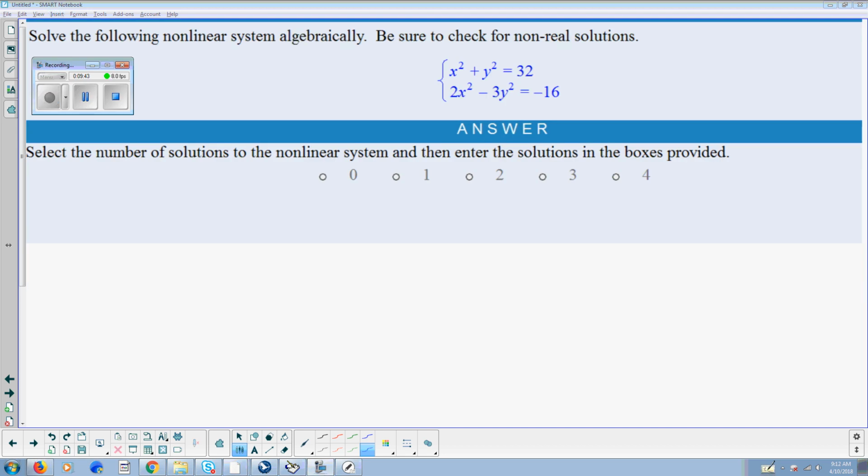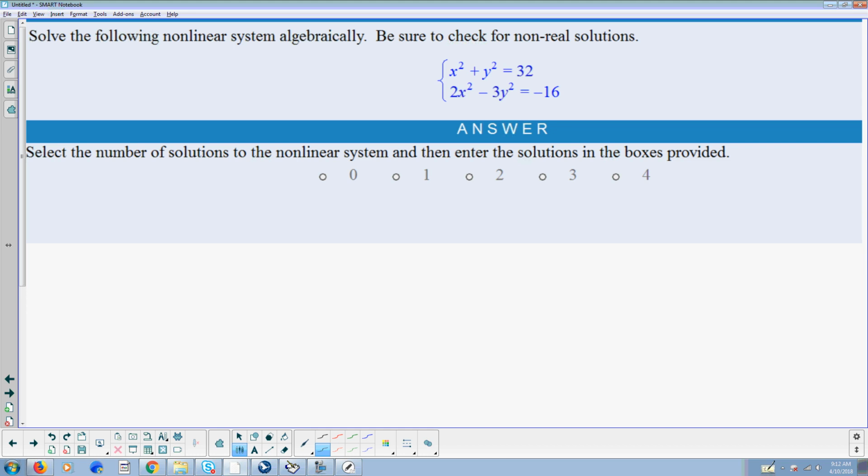Okay, so the next question says to solve the following nonlinear system algebraically, and be sure to check for non-real solutions. This is nonlinear because we have higher powers. We do not have all first powers, but we can use a lot of the same ideas of solving linear systems of equations here. We're just going to have more solutions.